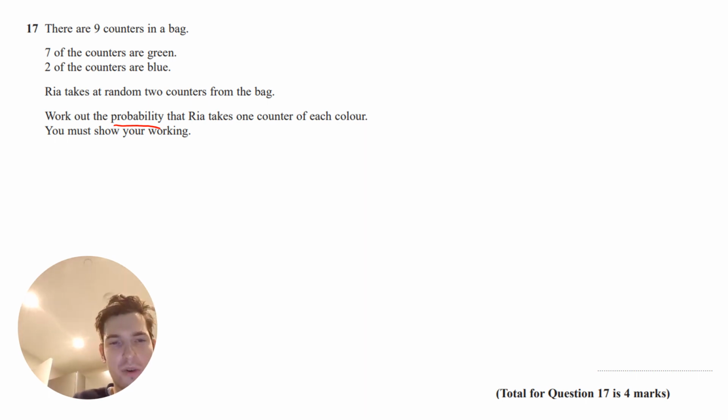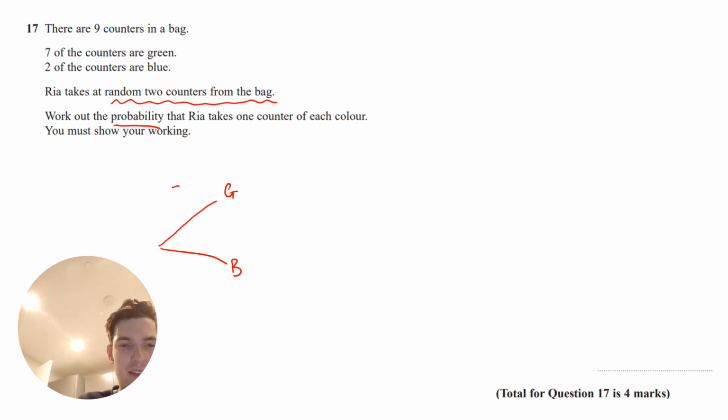But I just need to make sure that, okay, it takes at random 2 counters. So she's going to take one, but it doesn't say she's going to put it back. So you have to assume she takes one, doesn't put it back, and then takes another. So it's a little bit trickier. So on the first pick, it's easy. Green and blue. So 7/9 and 2/9.